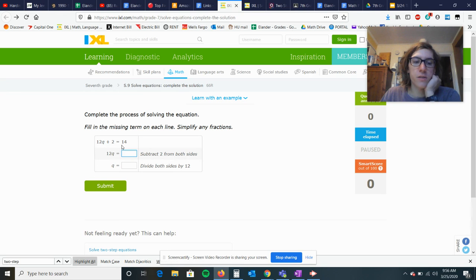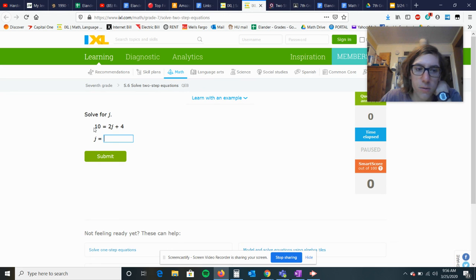So it kind of scaffolds it a little bit. You can see here, here's a two-step equation. It says, okay, subtract 2 from both sides. What's that going to make here? And then it tells you to divide both sides by 12. So start with S9, okay, and then do the S6. The S6 will look like this, where it's just a two-step equation and it just says solve for J or solve for X. So you'll have to know, start with subtracting 4 first from both sides and then divide both sides by 2 next.